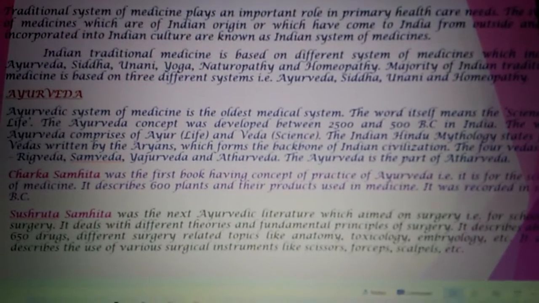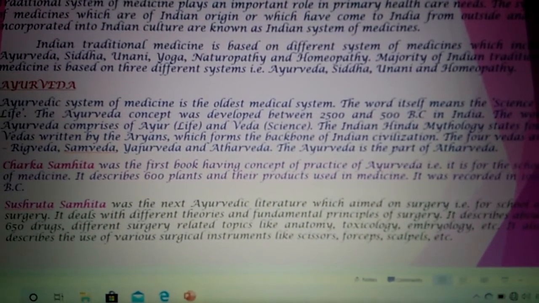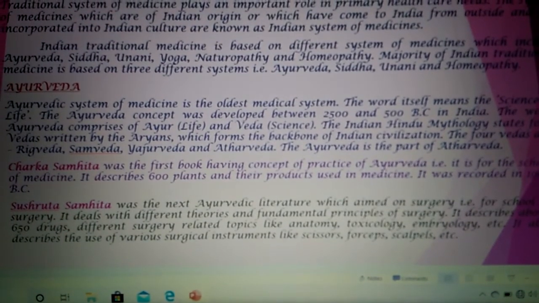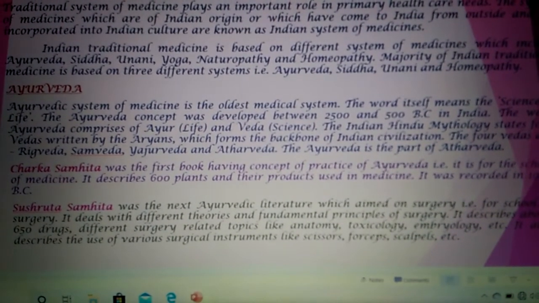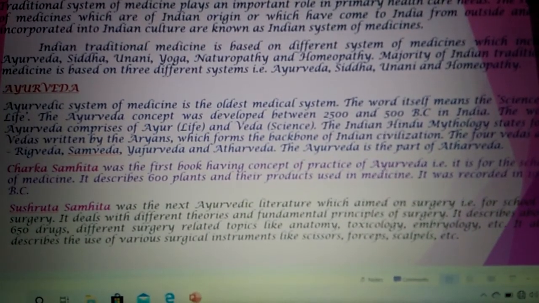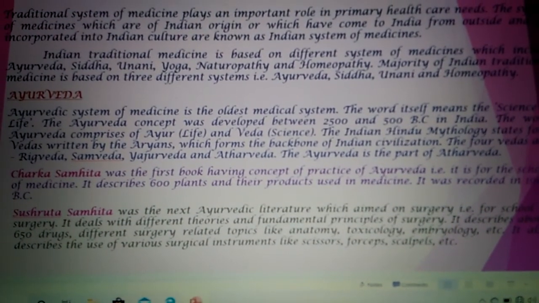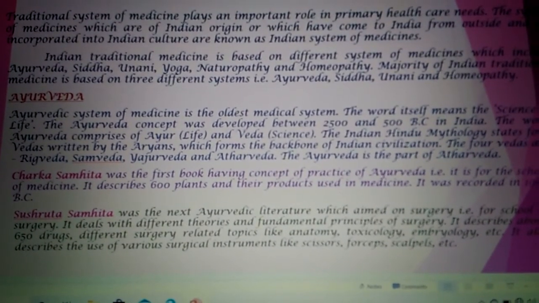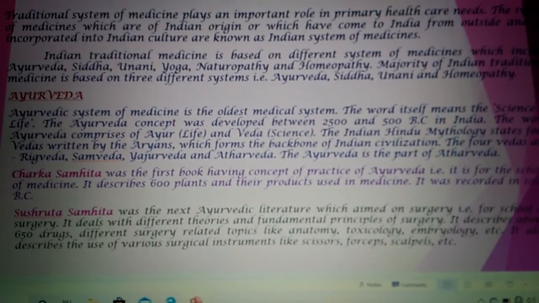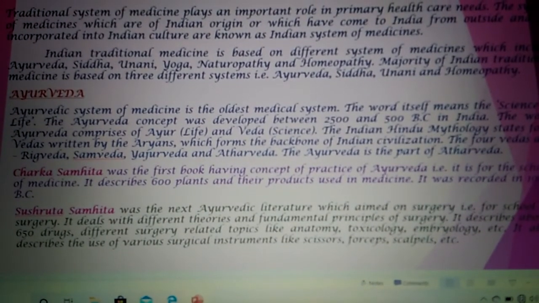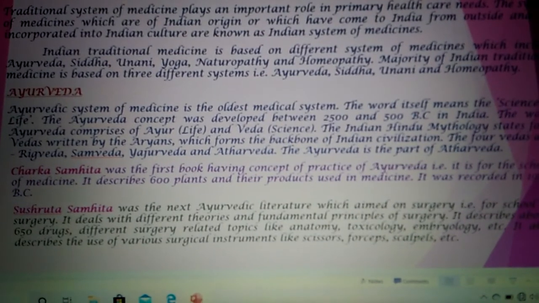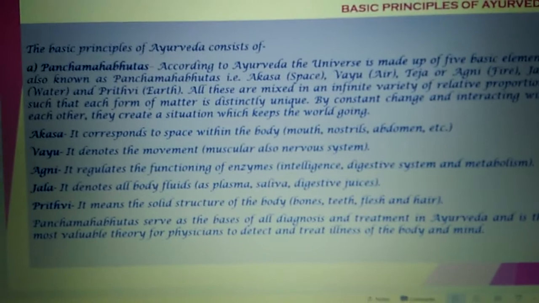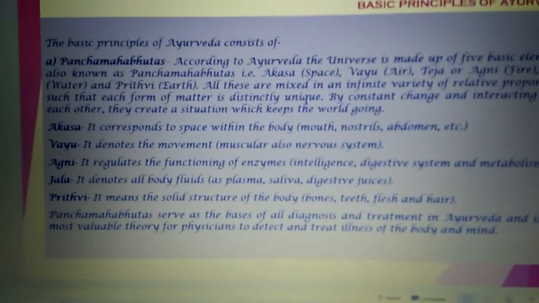Now comes the Sushruta Samhita. It was the next Ayurvedic literature, which focused on surgery, and we can also say it is a school of surgery. It deals with different theories and fundamental principles of surgery. It describes about 650 drugs and different surgery-related topics like anatomy, toxicology, embryology, etc. It also describes the use of various surgical instruments like scissors, forceps, scalpels, etc. So that was a slight introduction to Ayurveda.